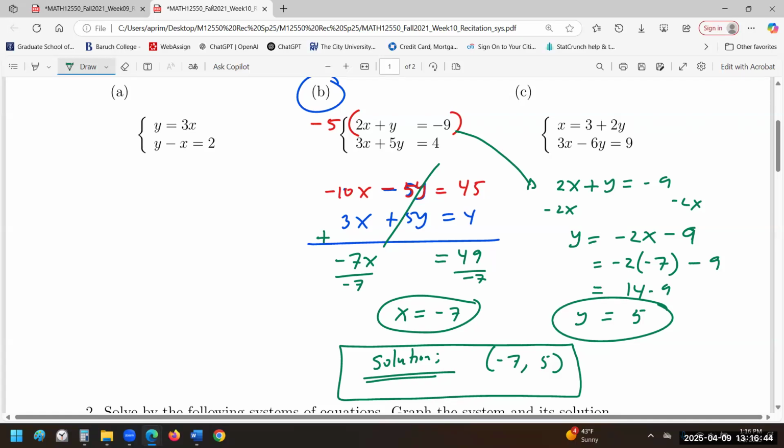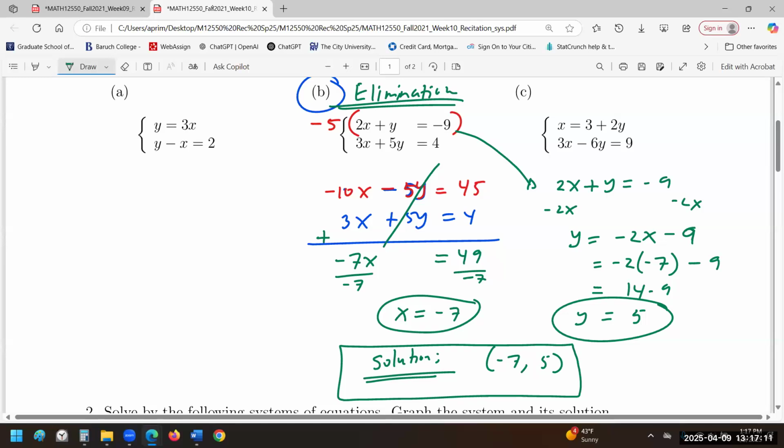That's all we have to do. I used the elimination method, so let me write it down. Elimination. Now, in order to use the elimination method, we have a condition: both x and y have to be on one side. I chose elimination for the second one because I already have x and y next to one another for both equations.